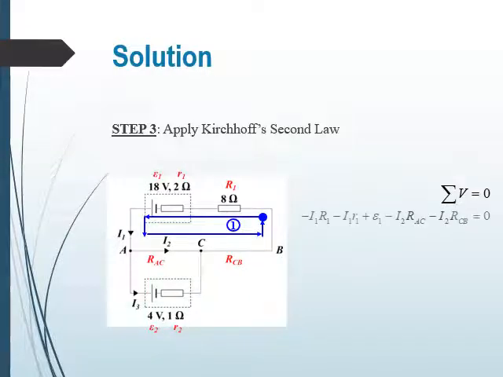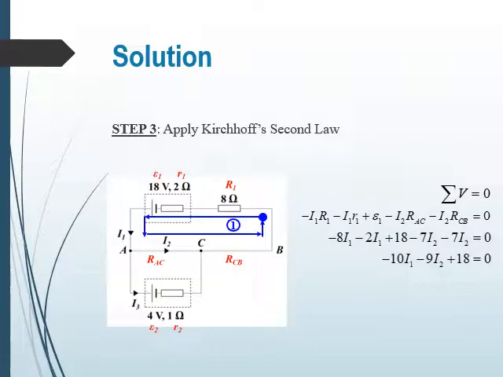So the equation is negative I1 R1 minus I1 r1 plus EMF1, and then minus I2 RAC minus I2 RCB, and it is equal to 0. Substitute the values and you will get negative 10 I1 minus 9 I2 plus 18. Rearrange the equation. I now have 10 I1 plus 9 I2 equals 18. And this would be my second equation.